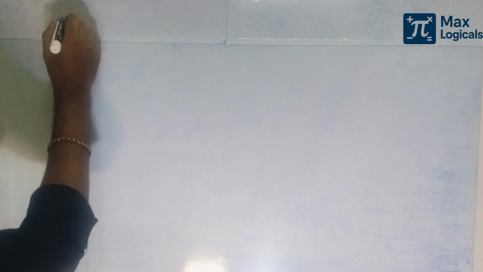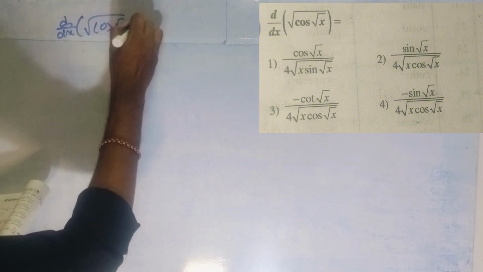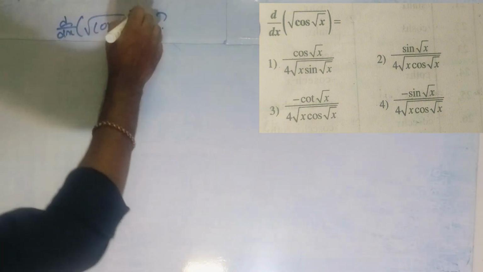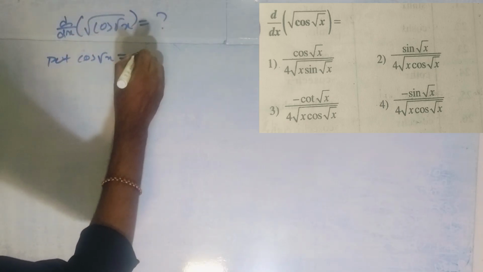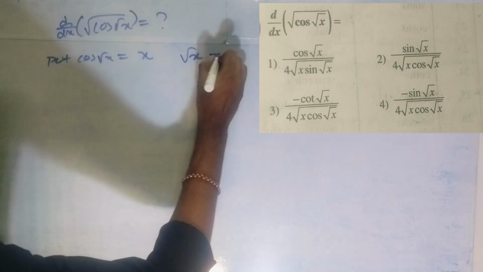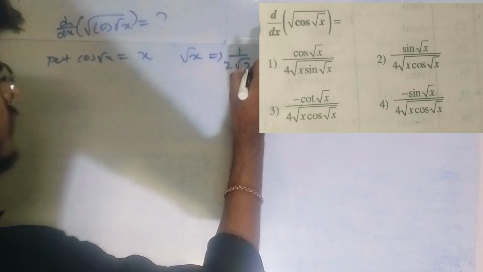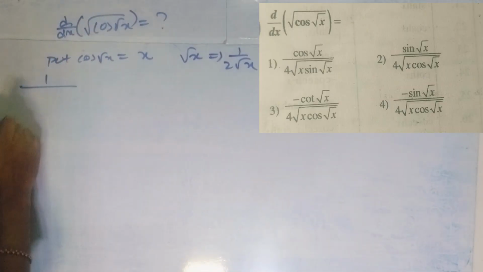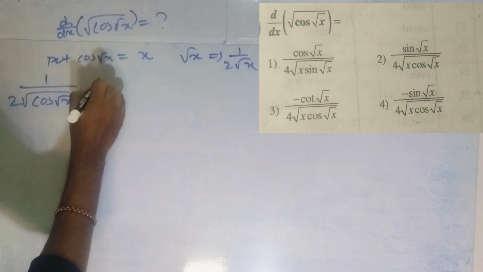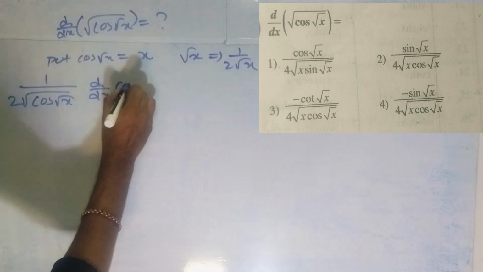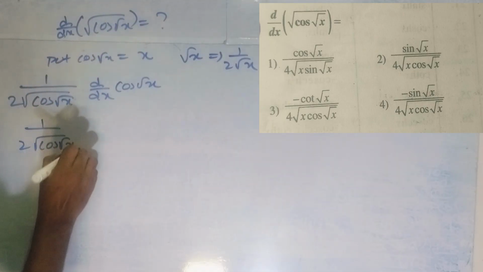See the first question. The first question is d by dx of square root of cos root x. Put cos root x equal to x. We know the differentiation of root x is 1 by 2 root x. That is 1 by square root of cos root x. Again, differentiation of cos root x is 1 by 2 root of cos root x.